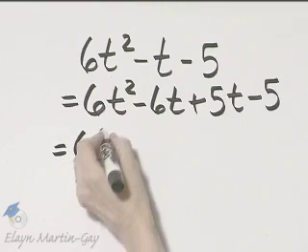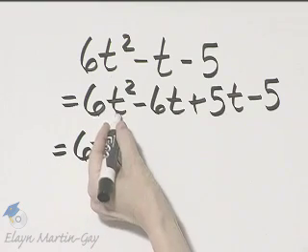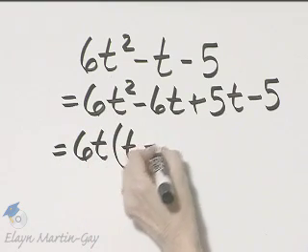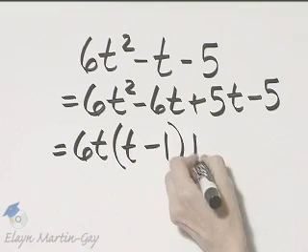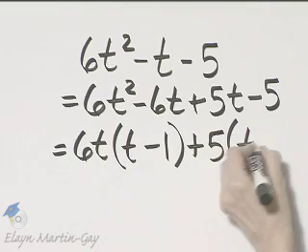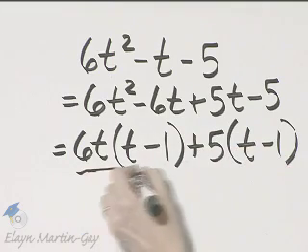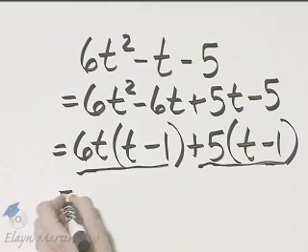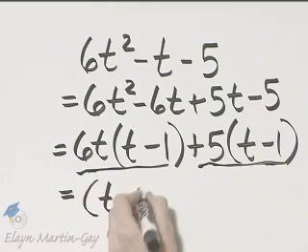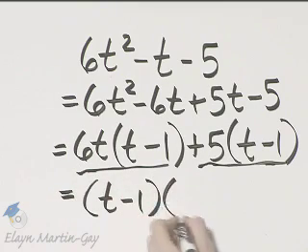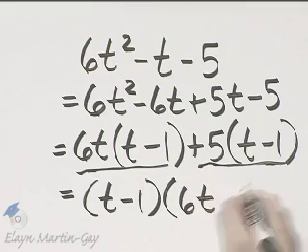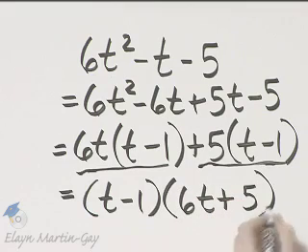Common factor of 6t. I'll factor it out and I'll have left t minus 1. And then we'll factor out a 5. I have left t minus 1. Then notice there's a common factor of t minus 1. If I factor it out here, I'll have 6t. Factor it here, plus 5. Here is my correct factorization.